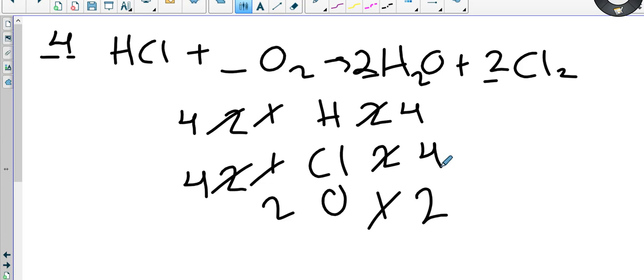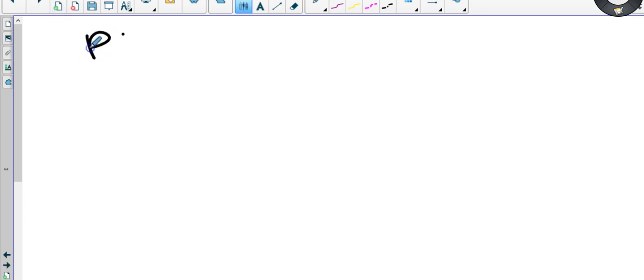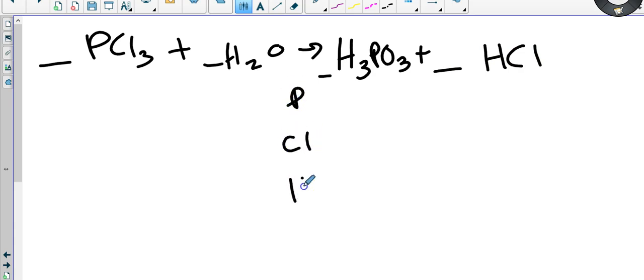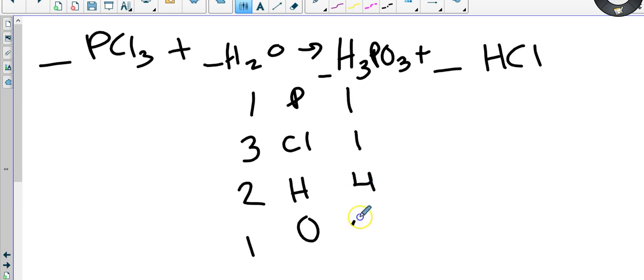And then on number 8, I have phosphorus trichloride plus water gives me phosphorus acid, like on the warm-up. So be careful. When I go to do my inventory, I have 1 phosphorus, 3 chlorines, 2 hydrogens, 1 oxygen. On this side, I have 1 phosphorus, 1 chlorine, 4 hydrogens, and 3 oxygens.